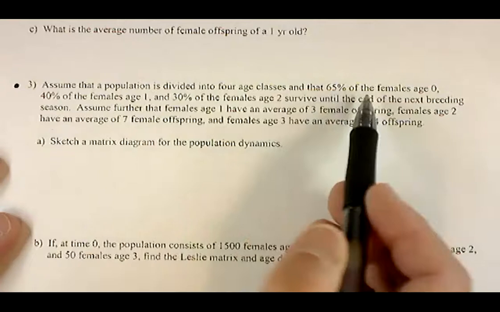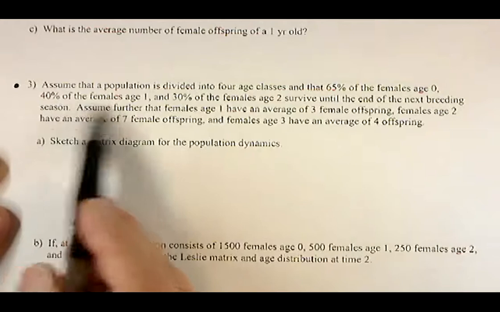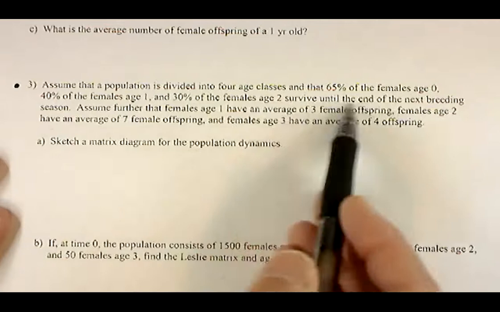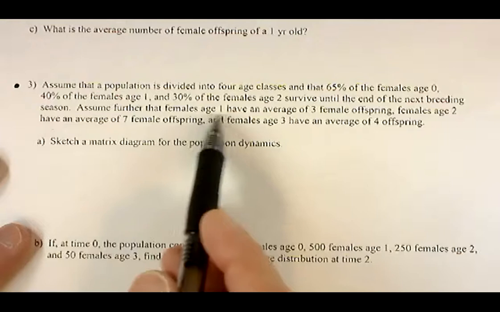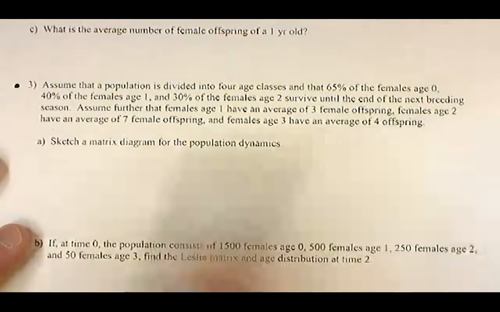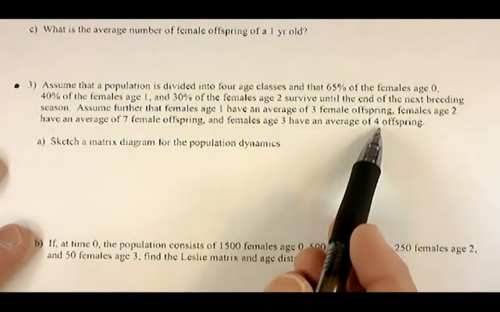65% of females age zero, 40% of females age one, and 30% of the two-year-olds survive until the end of the next breeding season. Then we've got some information about the offspring. One-year-olds have an average of three female offspring, two-year-olds have seven female offspring, and three-year-olds have four offspring, okay? So there's a lot of data here, right?